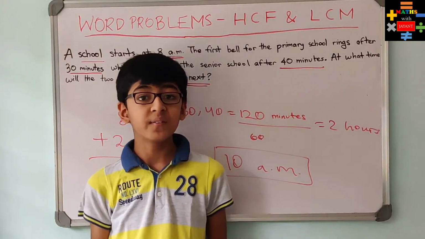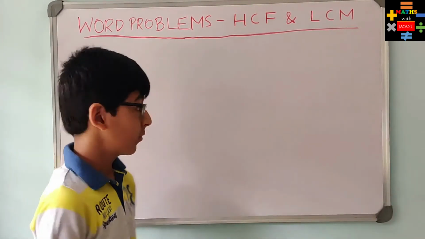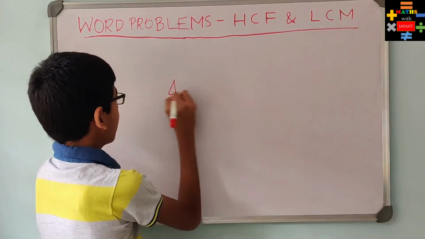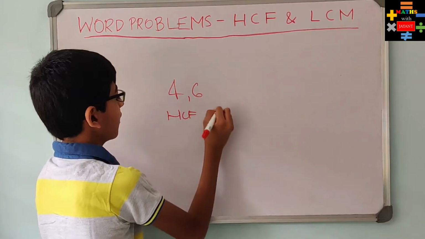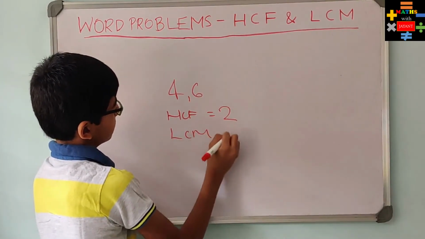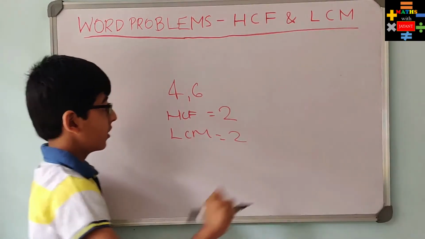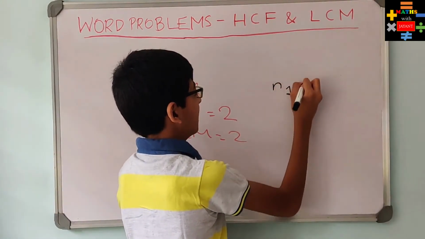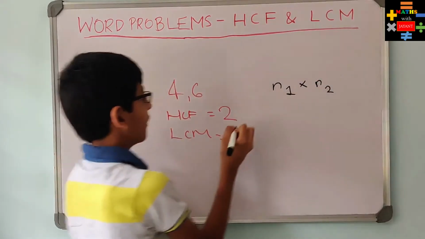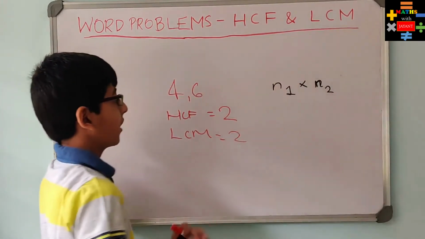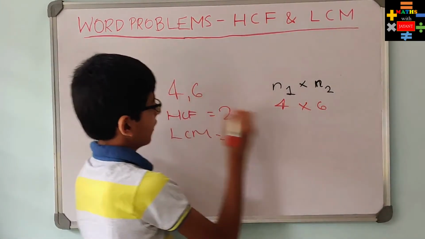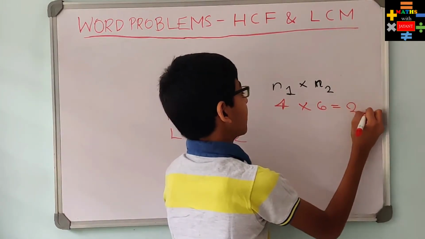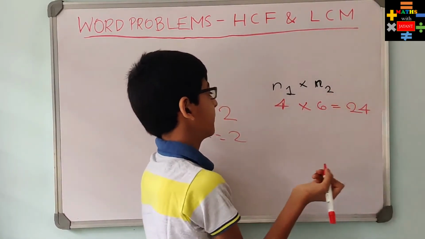Now let us solve our next question. Before solving the next question, let me tell you about something. Let us find the HCF and LCM of 4 and 6. The HCF of 4 and 6 is 2 and the LCM is 12. So over here, let us multiply the first number and the second number. The first number and the second number is nothing but 4 into 6. So 4 into 6 is 24 over here.